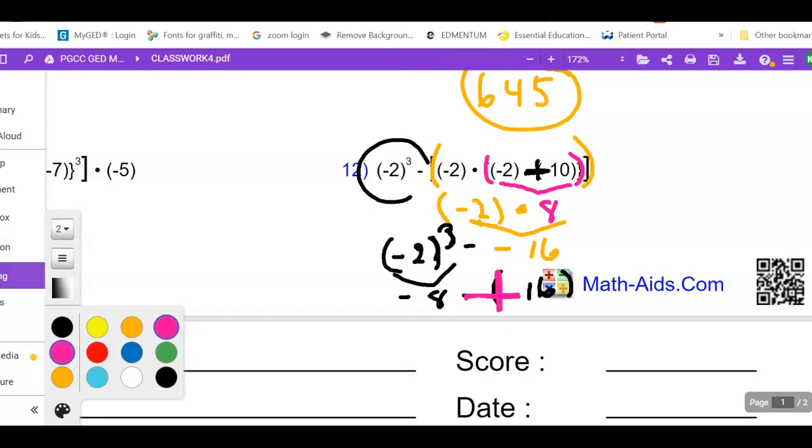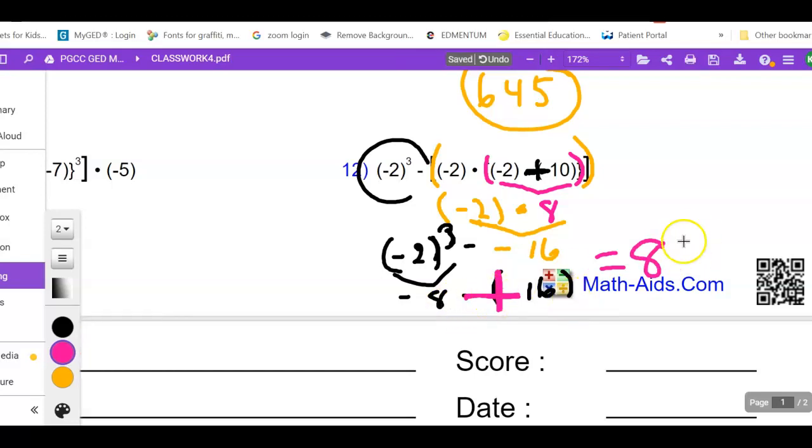So now I have negative 8 plus 16. Don't forget your integer rules, right? You're going to subtract, keep the sign of the larger digit. If I do that, my answer is going to be a positive 8. Negative 8 plus 16, answer positive 8.